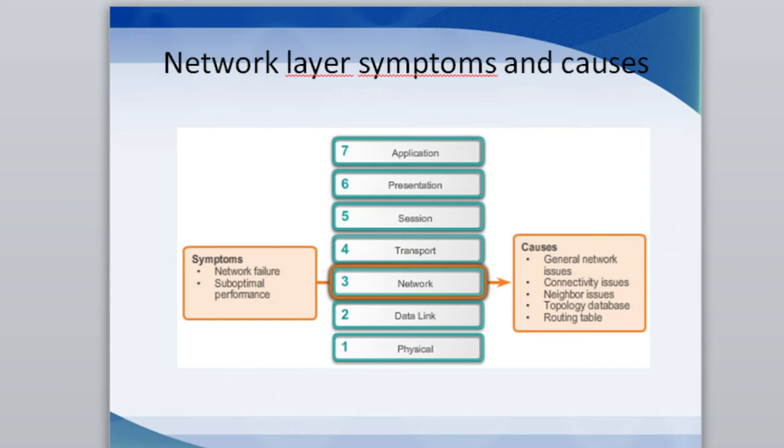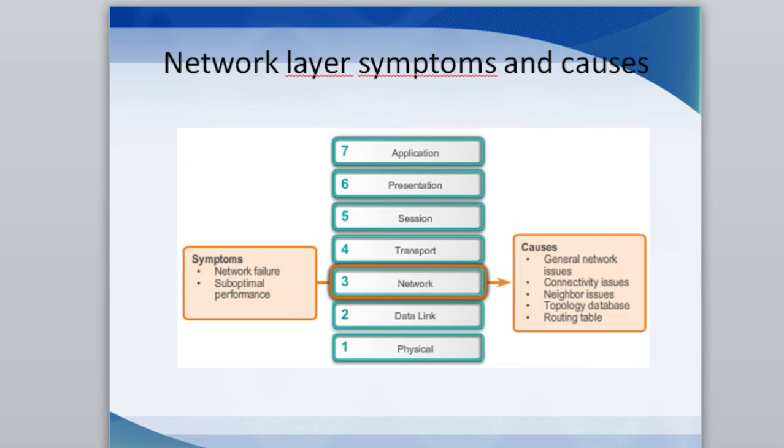The symptoms are that your network is not properly functioning. There is suboptimal performance. Why would this be happening? Well, if it's a network layer issue, it probably is because there are connectivity issues. Neighbor issues. The adjacency between your routers is not establishing. Therefore, your topology database is not the full topology, it's just a part.